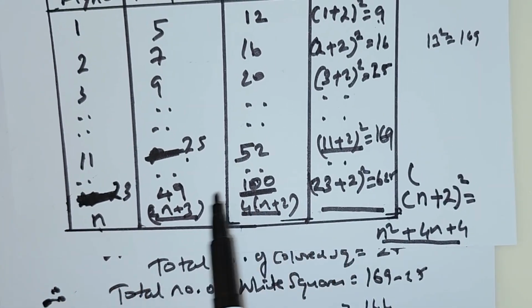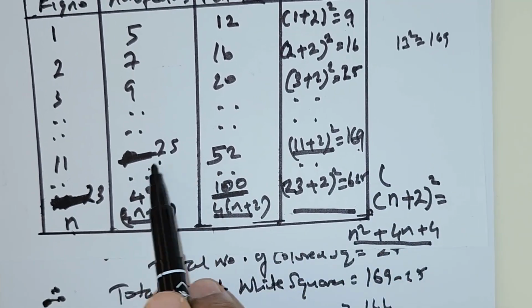Now how did I get it? I got it merely from the table using these two data points.